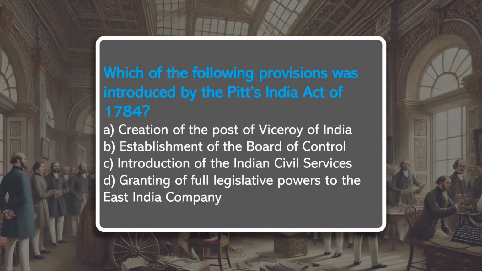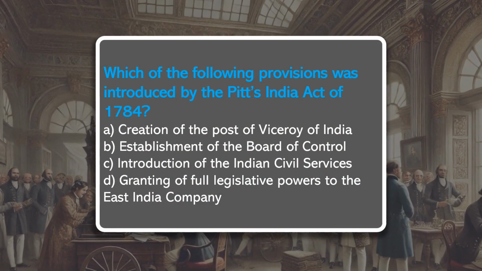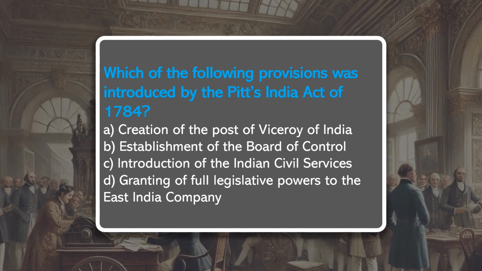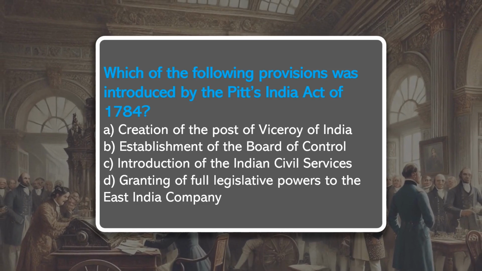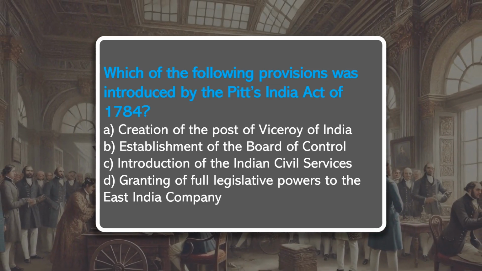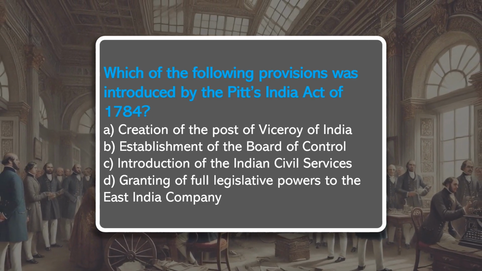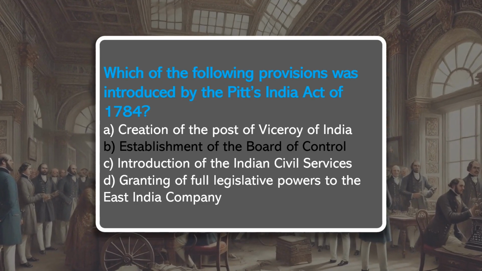Here comes the first question. Which of the following provisions was introduced by the Pitt's India Act of 1784? Our options include A. Creation of the post of Viceroy of India, B. Establishment of the Board of Control, C. Introduction of the Indian Civil Services, D. Granting of full legislative powers to the East India Company. The answer is B. Establishment of the Board of Control.